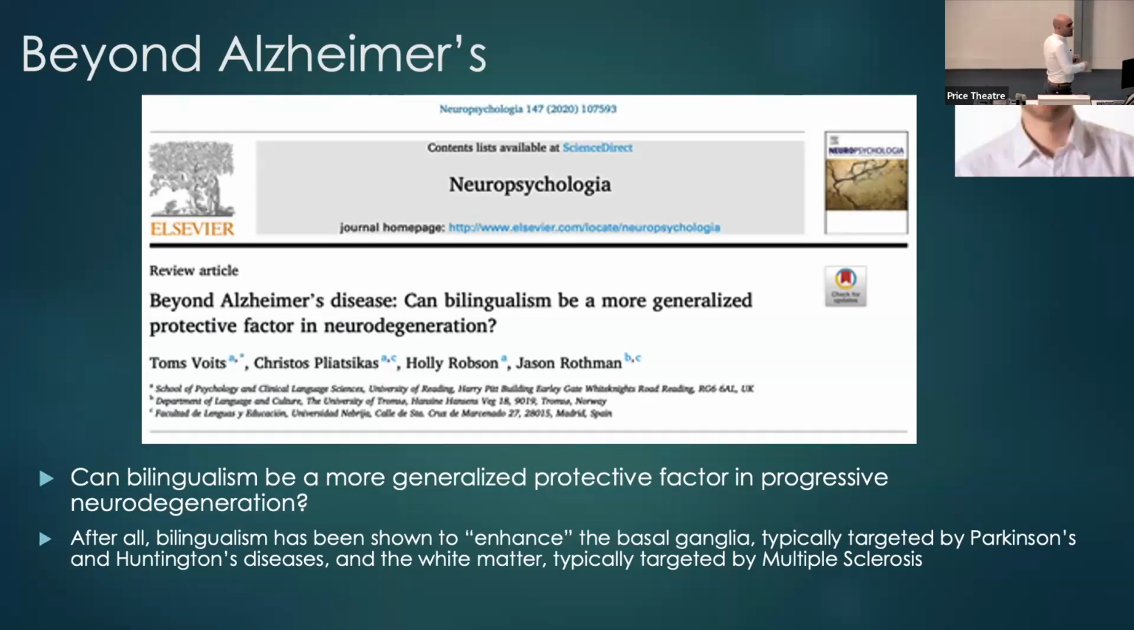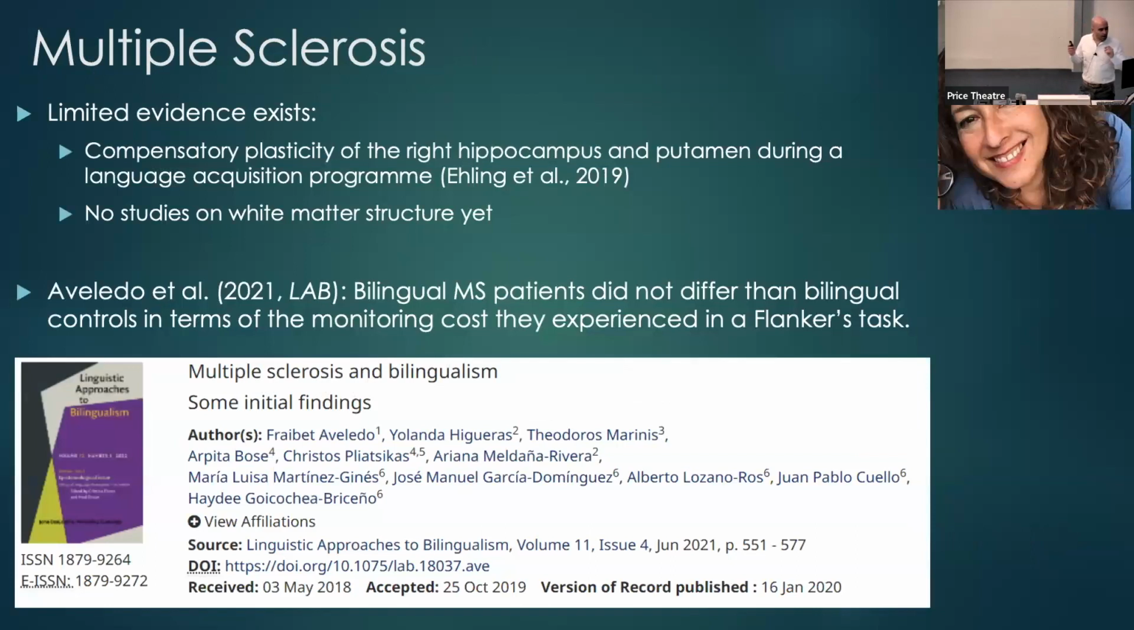Speaking of multiple sclerosis, I did mention there's limited available evidence, and we know from other studies that there is some compensatory plasticity of the right hippocampus and putamen during a language acquisition program. In other words, you get these structures working more if you're an MS patient when you learn a language. Well, we don't have anything about brain structure yet. We have good reasons to be looking at this. Nobody has yet. You cannot find the patients very easily.